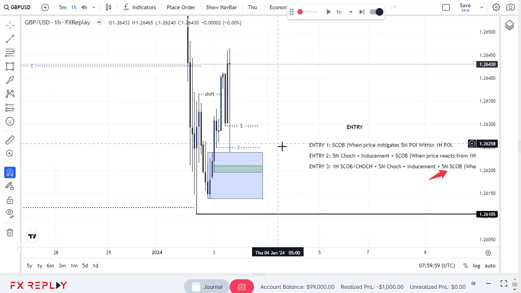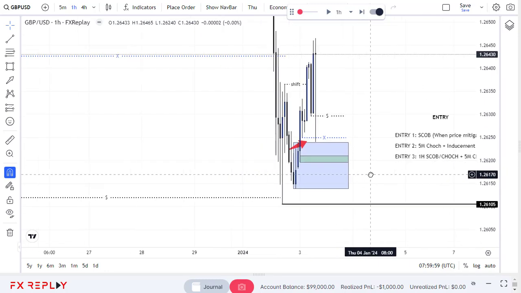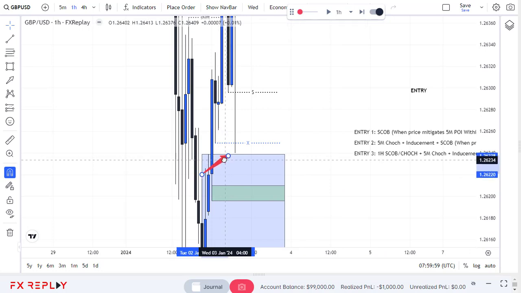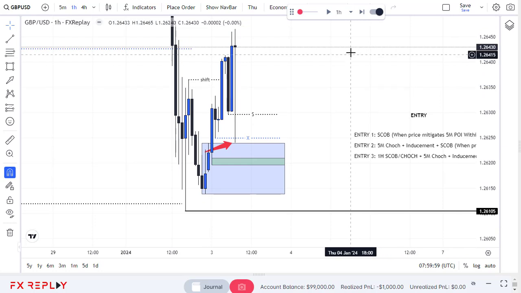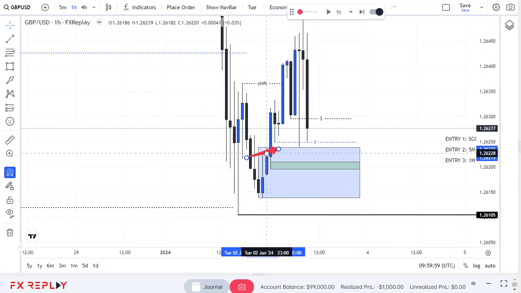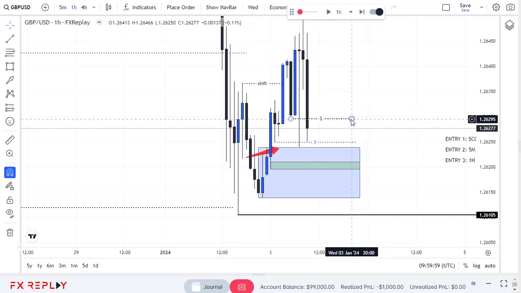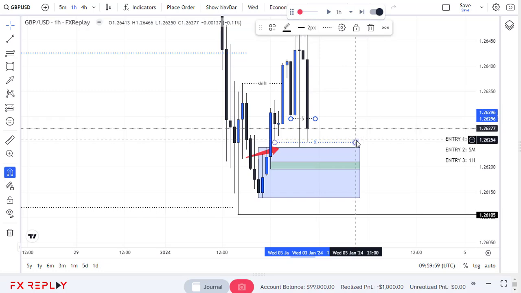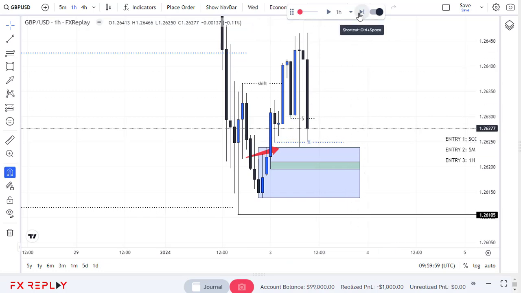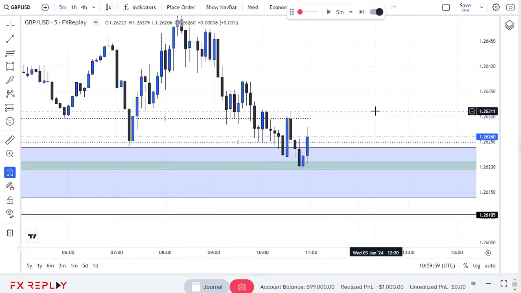You can see price came all the way, but it didn't mitigate our 1 hour POI at this point. So you can see price didn't mitigate a 1 hour POI, so we are good. Let's play price again, the next 1 hour candle. Let's see what happens. All right, next one. Like I said, I always want to go to the 5 minutes entry time frame at the close of a 1 hour candle. So let me just adjust this, and now I'm going to play price and see what happens. Awesome. So you can see right here, this 1 hour candle has closed. So at this point I'll go to the 5 minutes time frame and see what's happening right there.